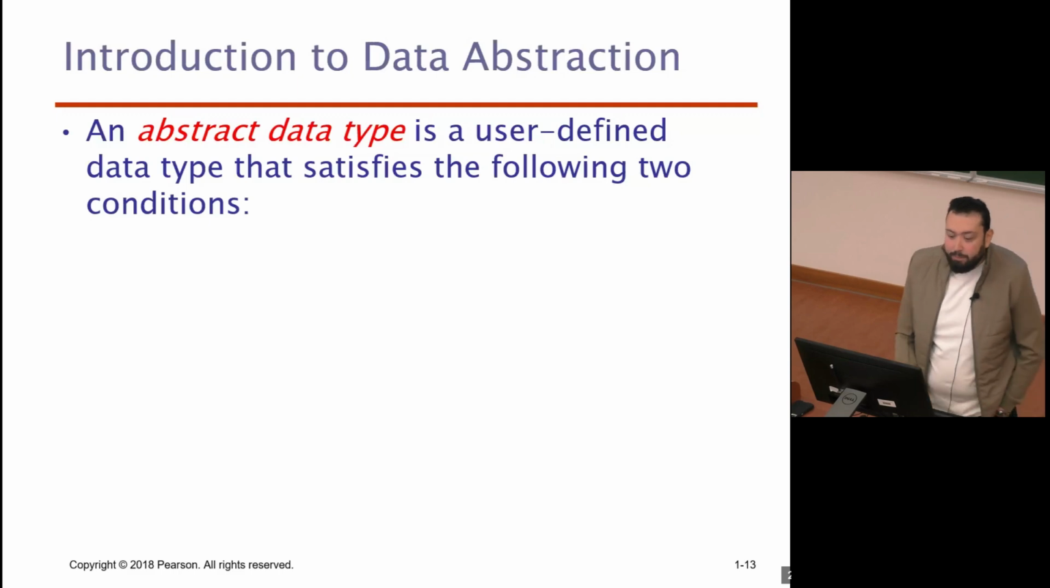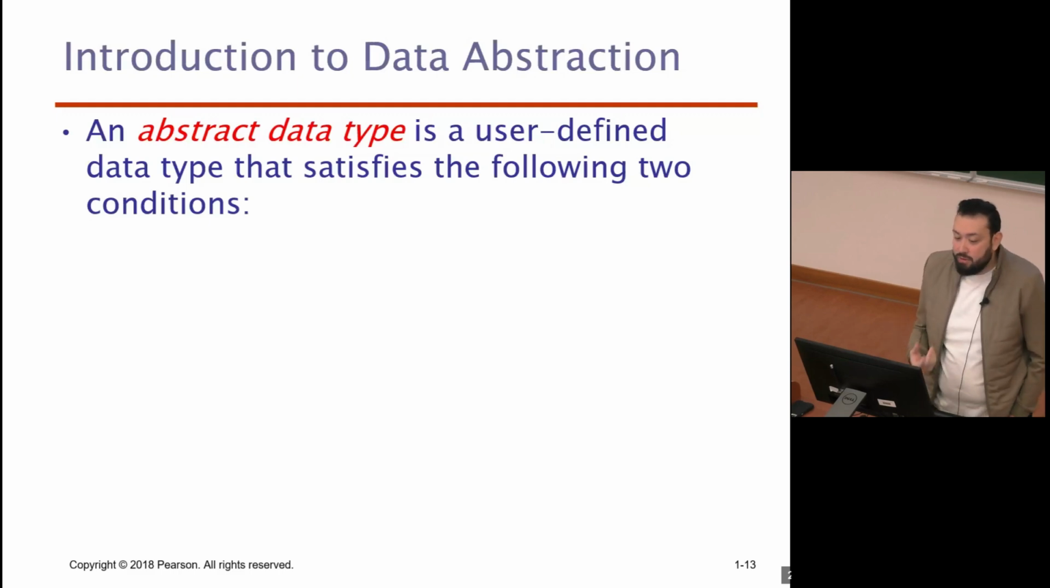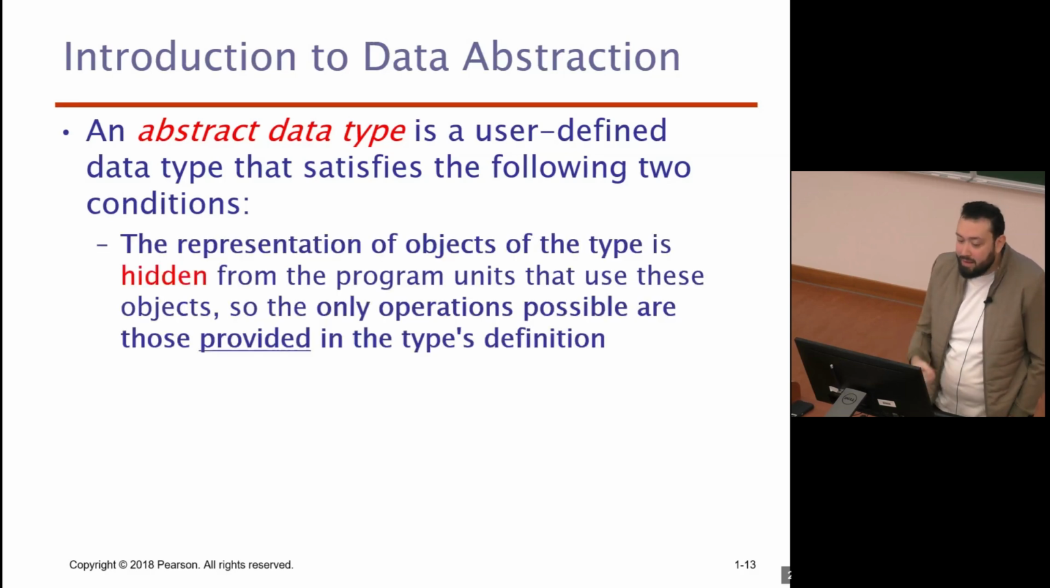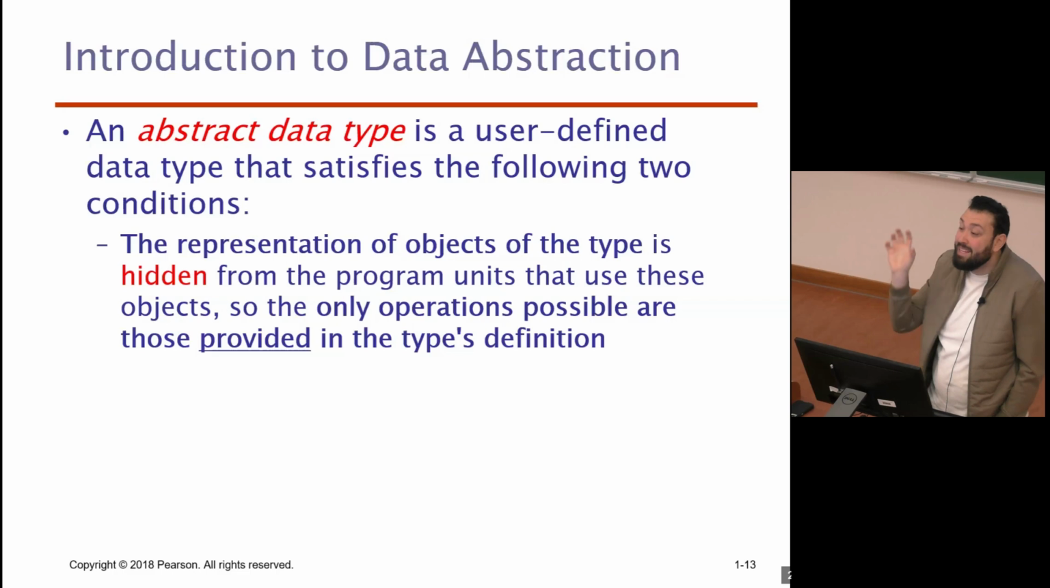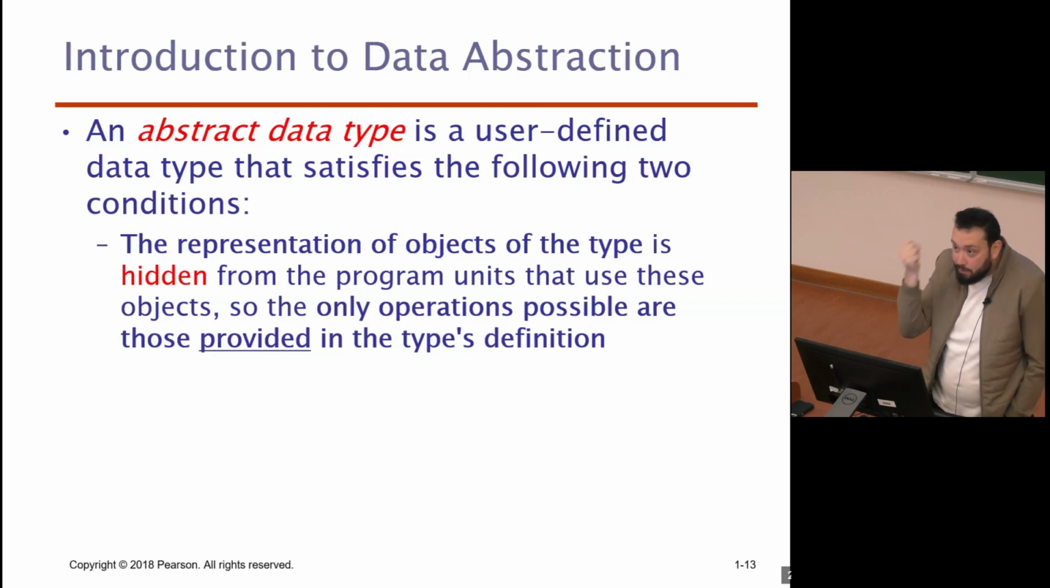Now, more formally from the book, an abstract data type is a user-defined data type that satisfies the following two conditions. We explained everything with examples, and now we're just putting them in a formal, structured way. So what are the two main things? The representation of objects of the type is hidden, as we said. That's one of the main aspects of abstract data type, the hidden part. We're hiding our information and we're only giving access to what we decide.